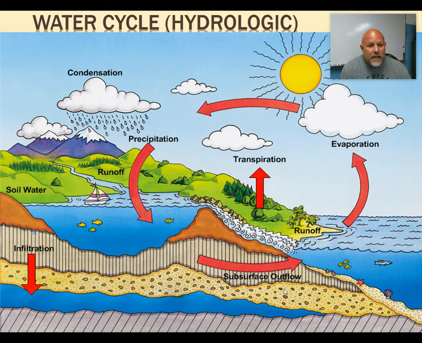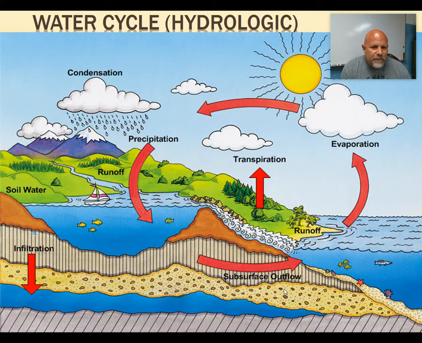Clouds will cause many forms of precipitation. When the water gets heavy enough, it can come down as snow or sleet or hail or just plain rain. That precipitation, when it hits the ground, will run off or get absorbed.